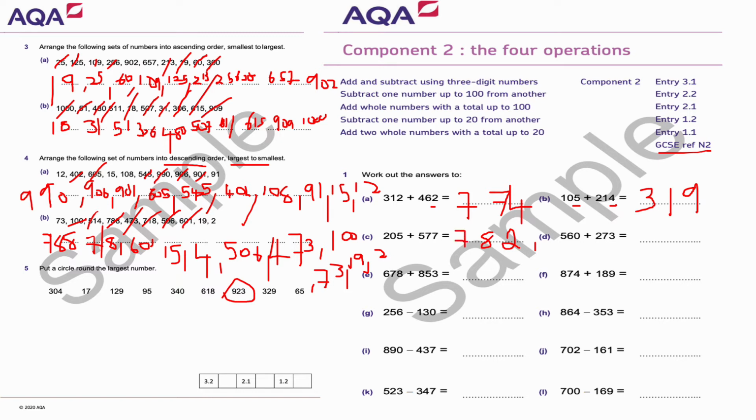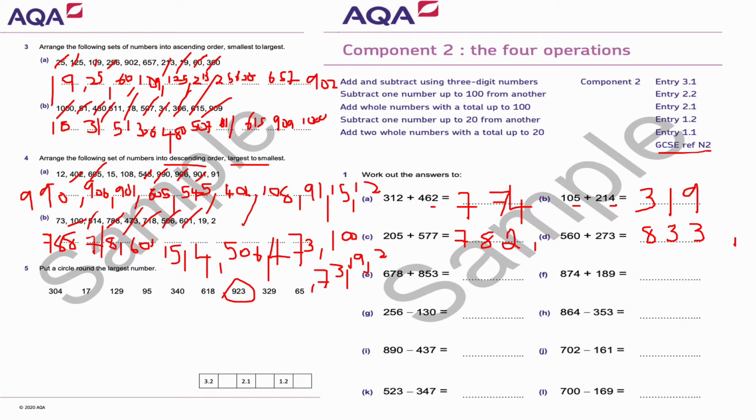This is part D. 560 add 273. Well, 0 add 3 is 3. 6 add 7 is 13. So 3, carry the 1. 5 add 2 is 7. Add the 1 is 8.